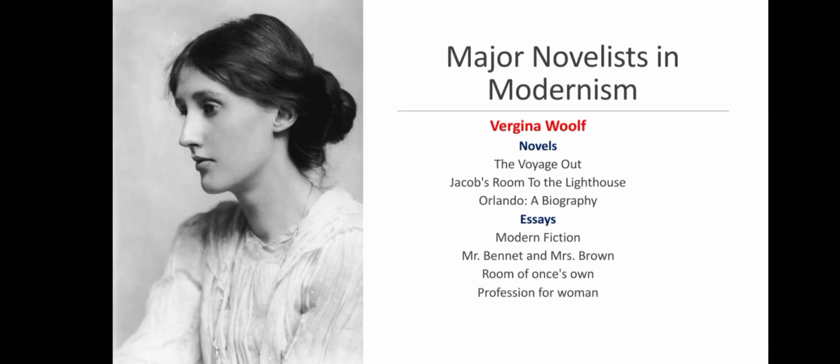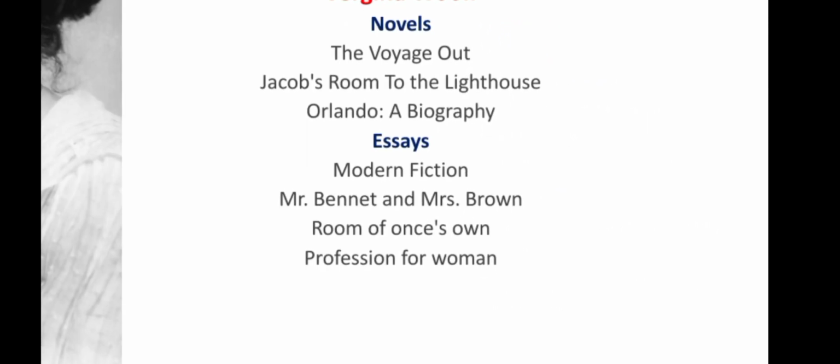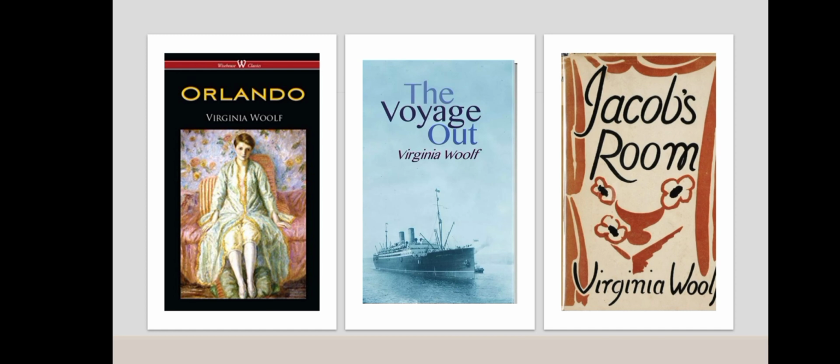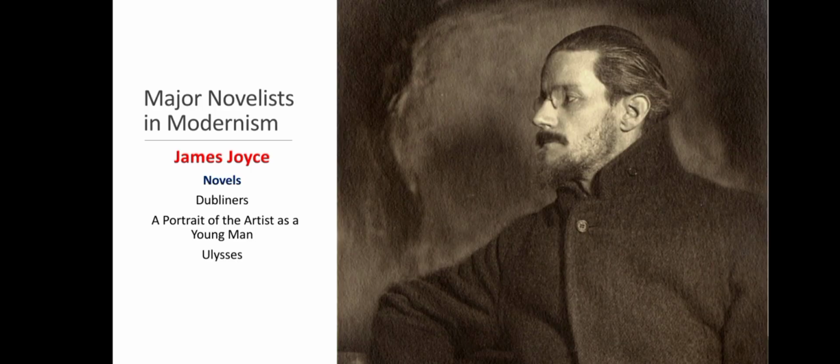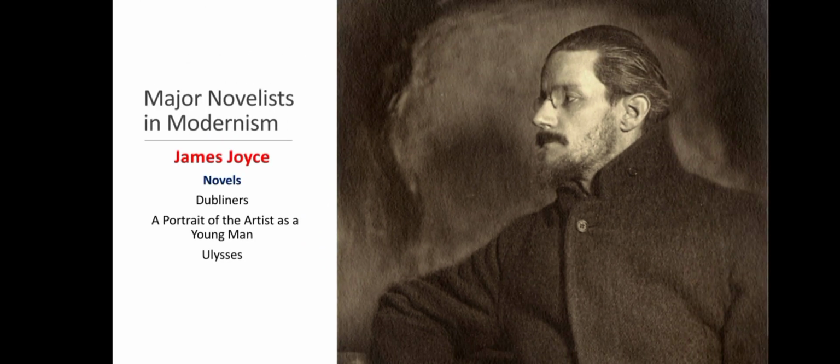Now we will discuss some of the major novelists in modernism. So Virginia Woolf was one of the famous ones. She also introduced the self-consciousness concept, and her famous novels are Jacob's Room and To the Lighthouse. It is one of the famous novels, and other novels you can see. Along with it, she also wrote some essays like A Room of One's Own, Professions for Women, and these. So you can see some of the pictures of her famous novels. And then another famous novelist, James Joyce, and his famous novels you can see. Ulysses was one of his most famous novels in the modern age.